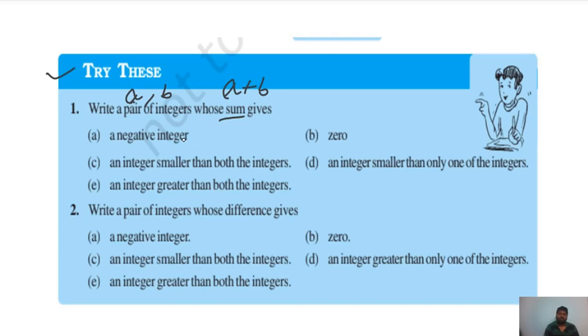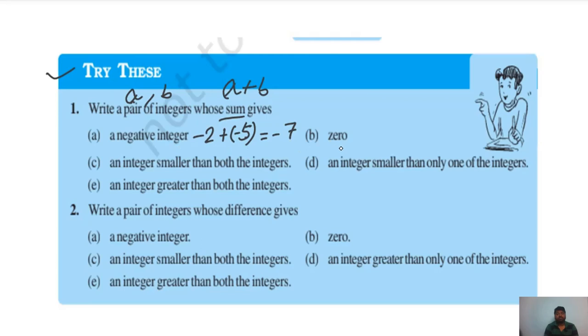Okay, a pair of integers whose sum gives a negative integer. Suppose this is called negative integers. So two negative integers, suppose minus 2 plus minus 5, we get minus 7. Okay, so a pair of integers, the sum gives a negative integer.